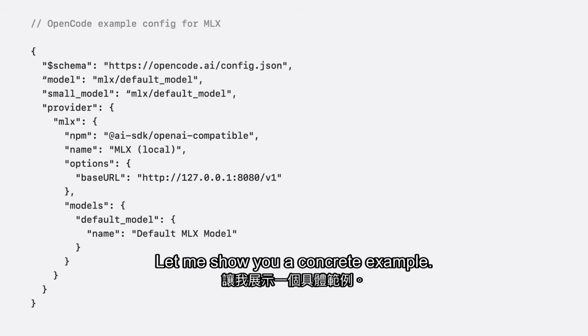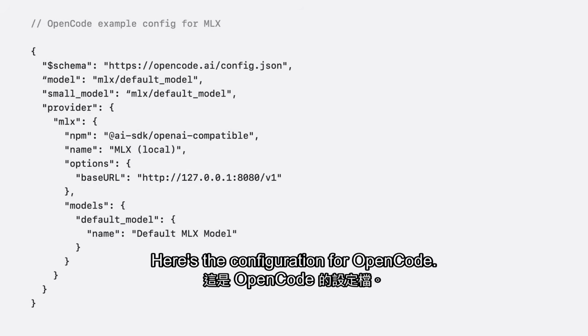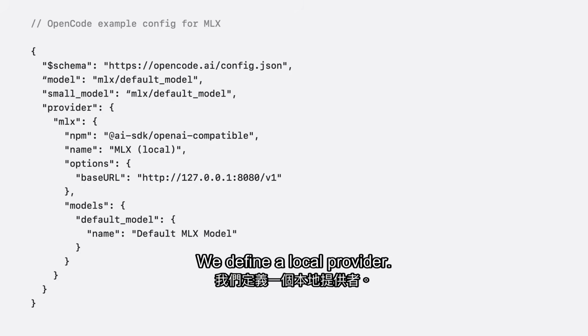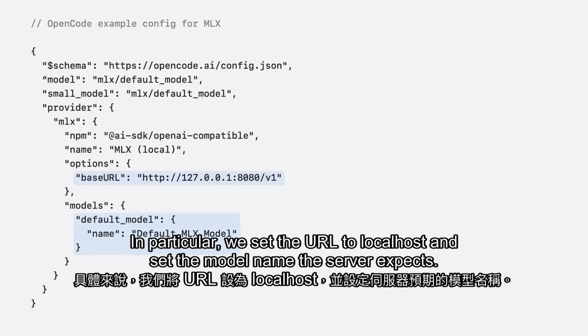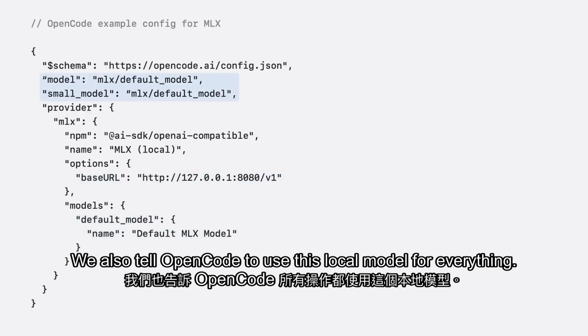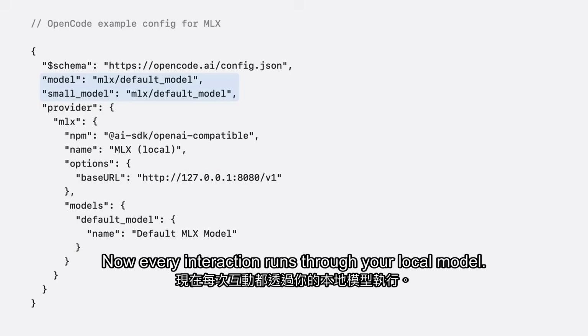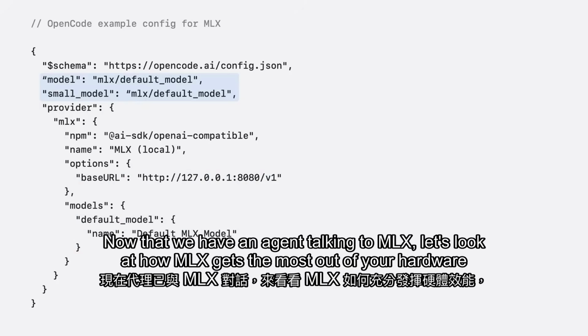Let me show you a concrete example. Here's the configuration for OpenCode. We define a local provider. In particular, we set the URL to localhost and set the model name the server expects. We also tell OpenCode to use this local model for everything. That's it. Now every interaction runs through your local model.